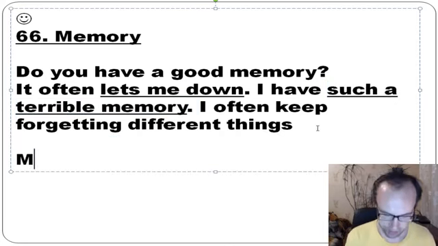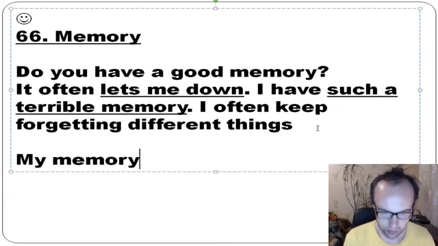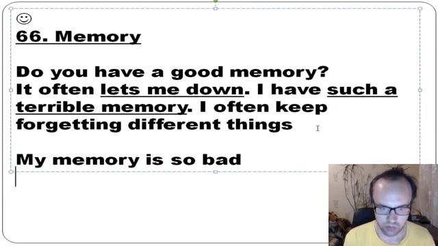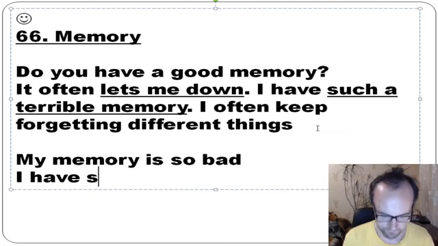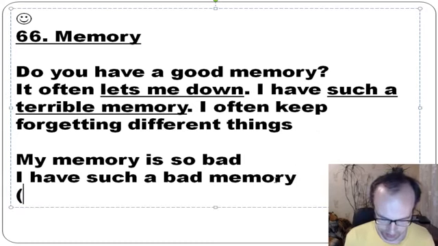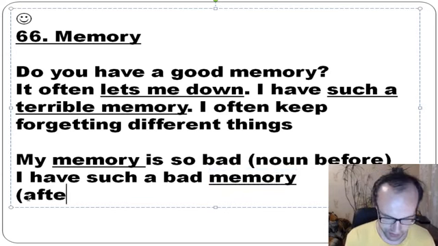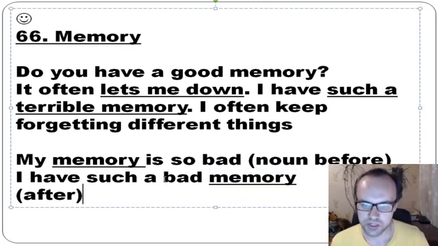So look, my memory is so bad, or I have such a bad memory. So what's the difference? Here you have a noun before an adjective, memory is before an adjective, and here memory is after an adjective. So if it's after, you say such, I have such a bad memory. If it's before, you say so, my memory is so bad.